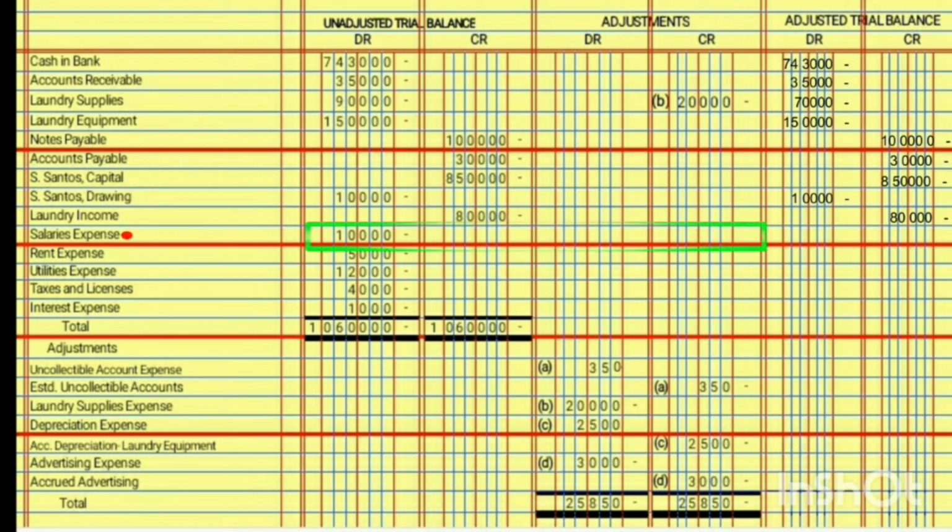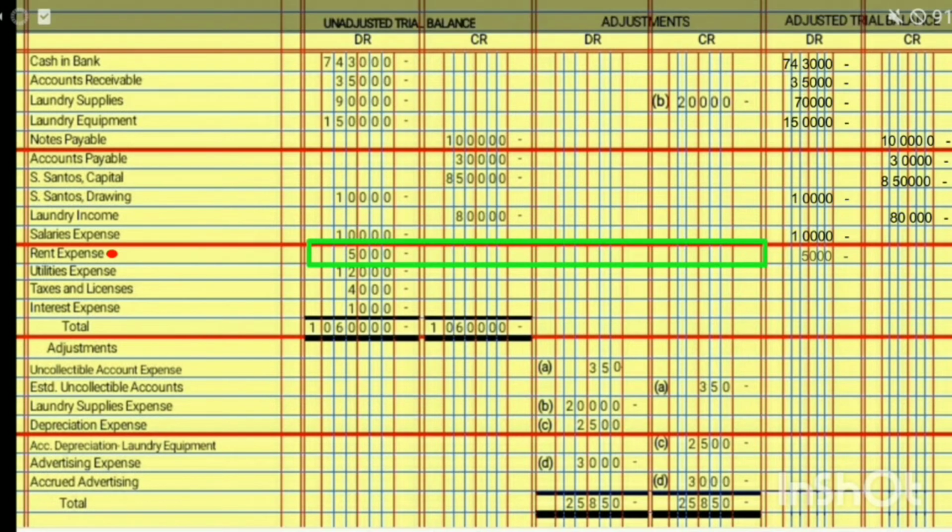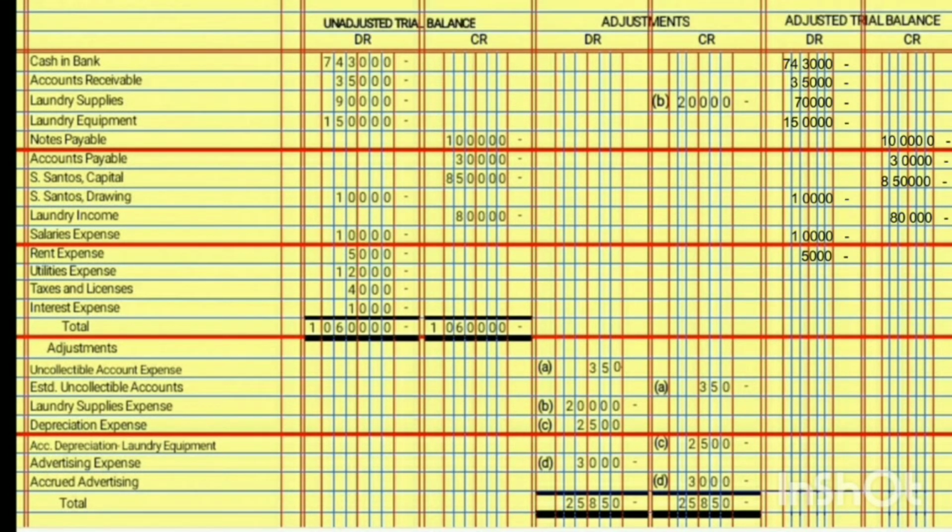Next, salaries expense, we have 10,000, no adjustment, so it will stay at 10,000 debit. Next, we have rent expense at 5,000 debit, no adjustment, so it will remain at 5,000 debit. Next is utilities expense, 12,000 pesos debit, no adjustment, so it will remain at 12,000 debit. Taxes and licenses, 4,000 debit, no adjustment, so it will remain at 4,000 debit. Then interest expense, we have an unadjusted balance of 1,000, no adjustment, so interest expense will remain at 1,000 debit.